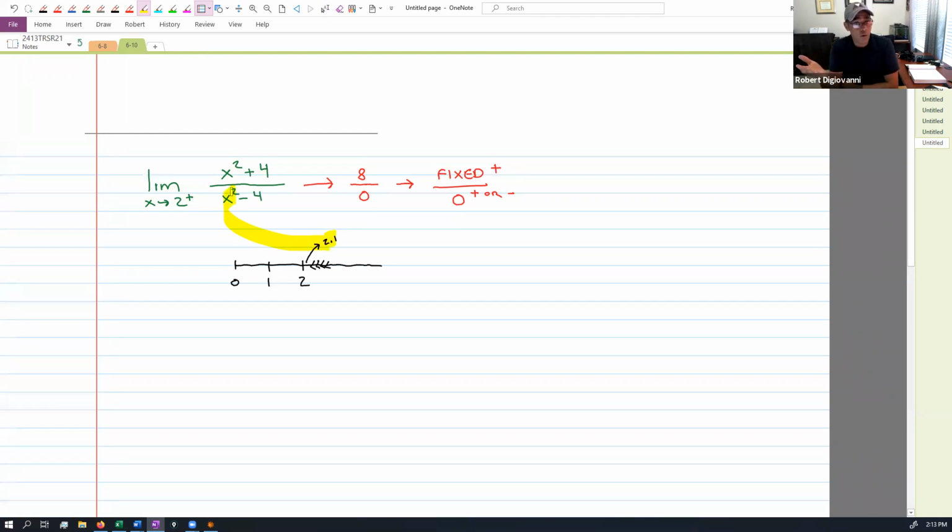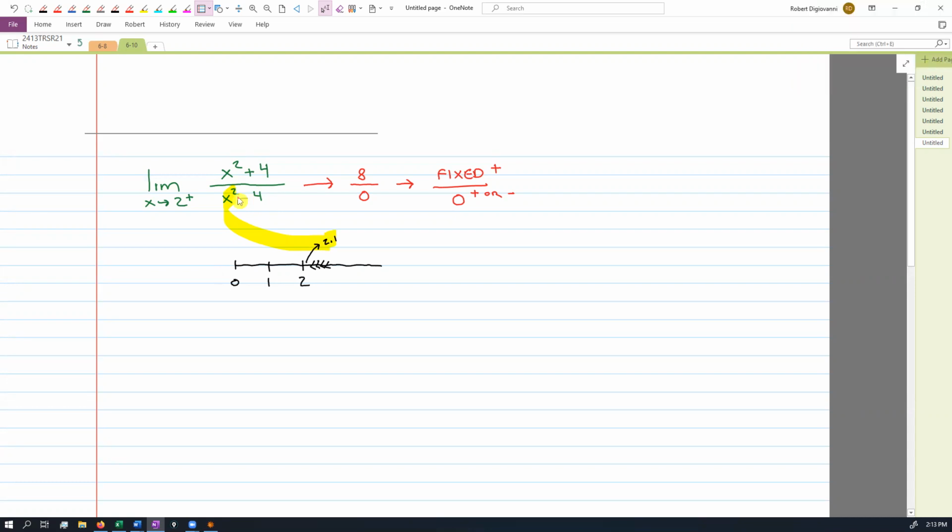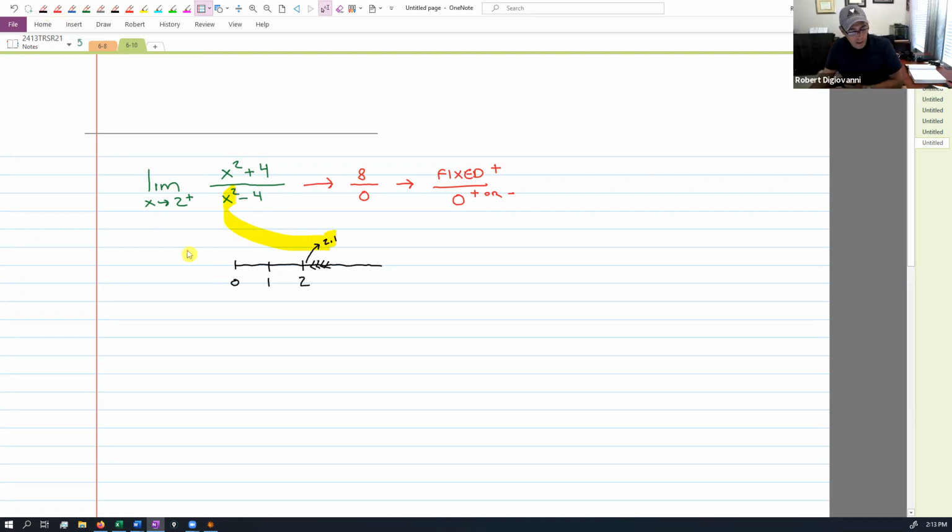Well, it would be bigger than 4, wouldn't it? Positive. And I'm going to subtract 4. So that difference should be positive or negative. What would it be? If I took 2.1 and squared it and subtracted 4, should I get a positive or negative number? Positive. Right? And that tells me that as long as I'm picking numbers to the right of 2, I'm always going to get a positive answer on the bottom, not a negative. And so a positive over a positive should give me an answer of positive infinity. Cruz, does that make sense? Yes. Okay.